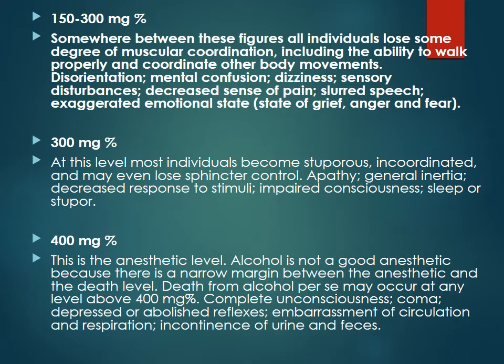At 400 milligrams, this is the anesthetic level. Alcohol is not a good anesthetic because there is a narrow margin between the anesthetic and the death level. Death from alcohol per se may occur at any level above 400 milligrams. Okay? So if the blood content of alcohol is 400 milligrams and above, it could kill a person. Complete unconsciousness, coma, depressed or abolished reflexes, embarrassment of circulation and respiration, incontinence of urine and feces.